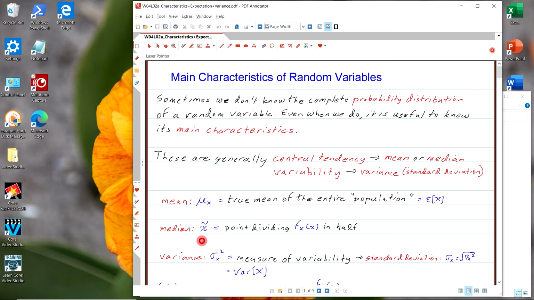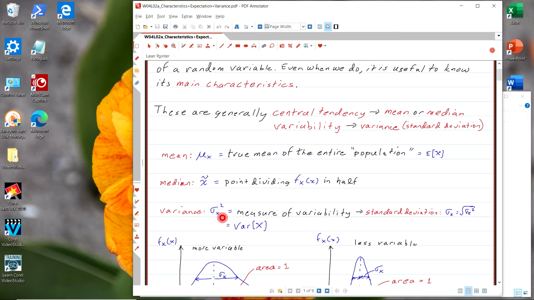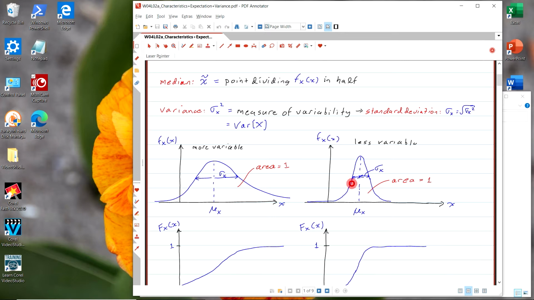Median, x with a tilde on top of it, is the point dividing F of x in half. So those are two measures of central tendency. Variance, we're going to call sigma x squared, is a measure of variability. And usually we express it as standard deviation by taking the square root, because this has the same units of x. Okay, well, basically if a random variable is more variable, then its probability density function is wider.